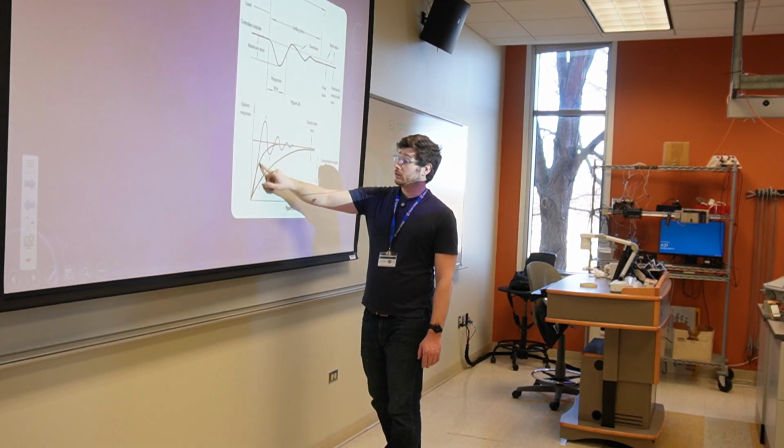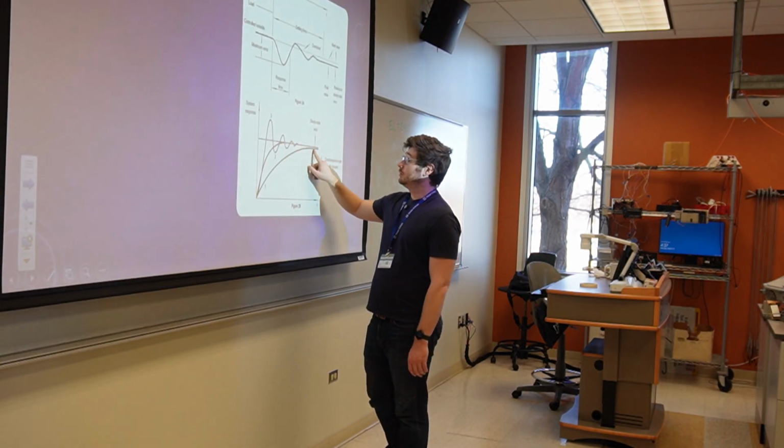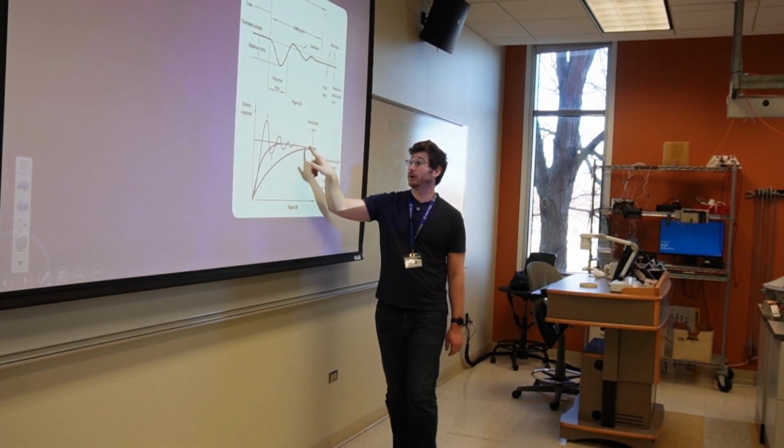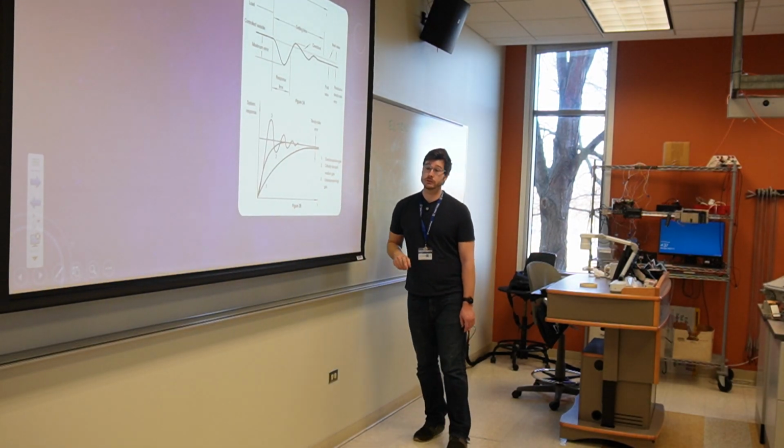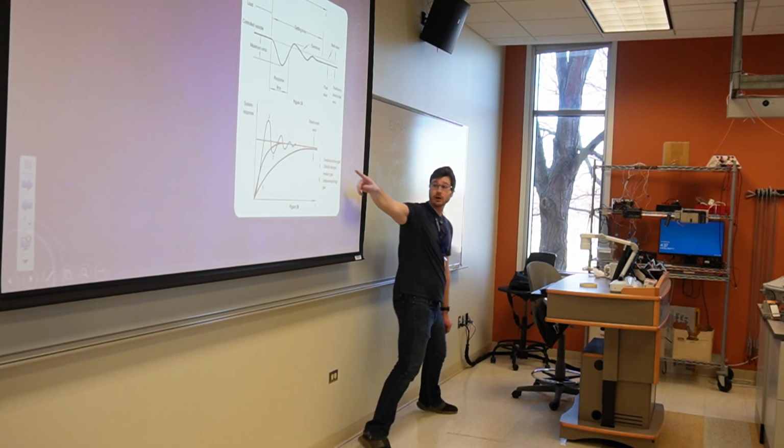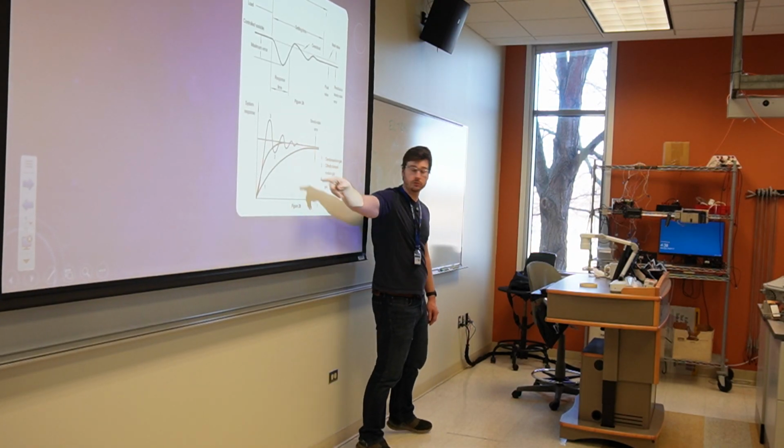So again, critically damped is ideally where we want to be, where our response gets us to where we want to be fast and without overshoot or undershoot. Okay, this is also called undershoot, overshoot, undershoot.